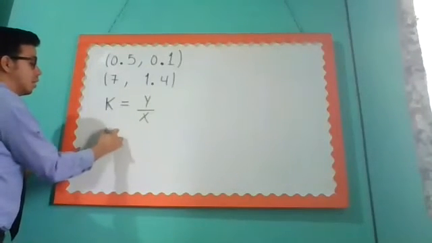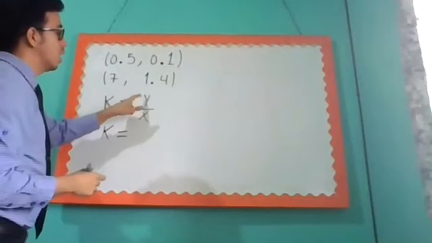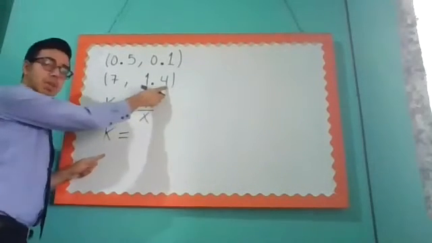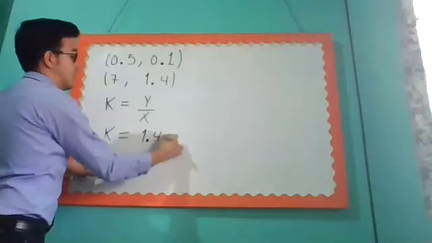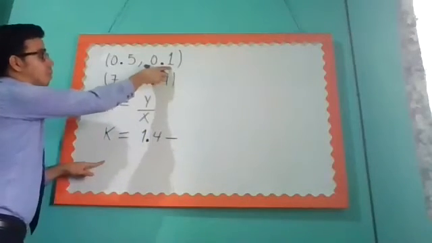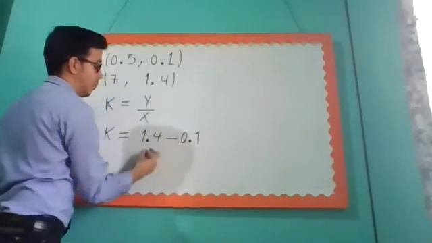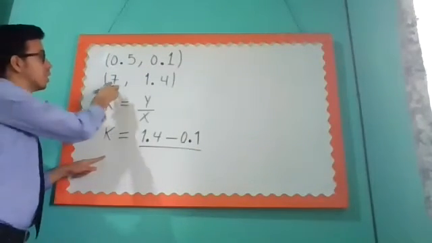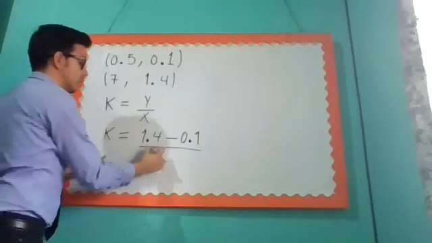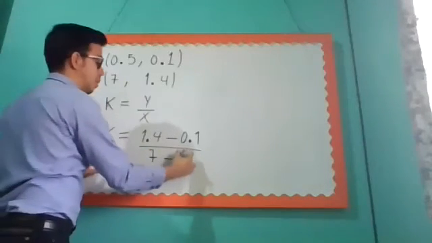So k is equal, and I use the values for y. The first value is 1.4 minus 0.1. These are the values for the y. This is over the values for x, 7 minus 0.5.